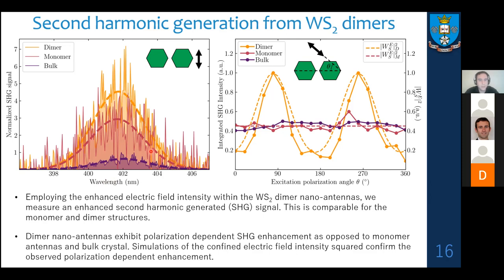A bit higher for the dimer, as it's two nano antennas close to each other. We also see that the enhancement of the second harmonic signal is polarization dependent for the dimer structure, which basically means that the enhancement will depend on the excitation polarization, because the electric fields will be confined outside the structure for the X polarized mode and inside the structure for the Y polarized mode, thereby leading to more or less second harmonic generation.